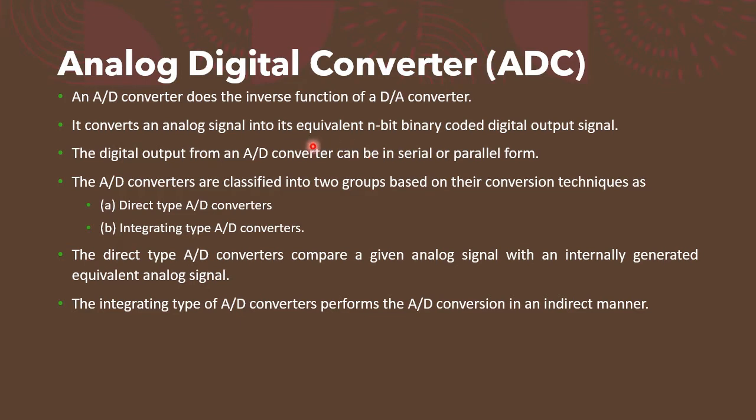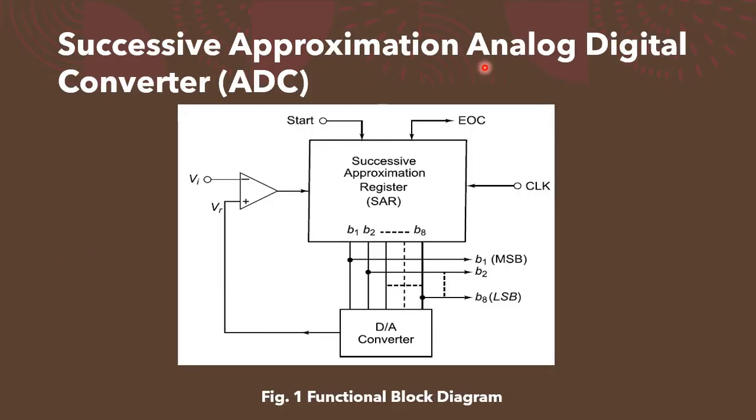Here these converters are divided into two types, the direct type AD converters and the integrating type AD converters. The direct type AD converters compare a given analog signal with an internally generated equivalent analog signal. Internally an analog signal is generated and the given signal is compared with that. Accordingly digital bits are generated. The integrating type of AD converters performs AD operation in an indirect manner. So in the ADC we are going to see about one direct converter, the successive approximation analog to digital converter.